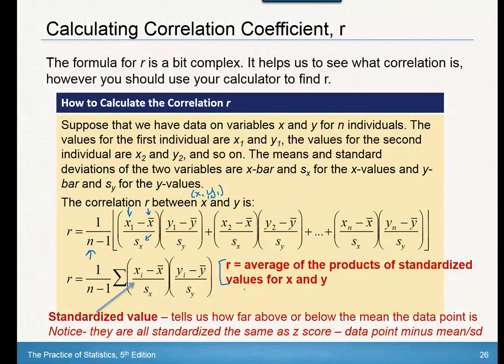So that's a lot of words going on right there. But you don't have to worry about that. Just get it from your graphing calculator. Now it's standardized. So basically what that's telling us is how far above or below the mean a data point is. So if we're taking our data point that we collected minus the mean, we're saying, hey, how far away from the mean is that data point? And then we're dividing by the standard deviation. So notice basically these are all z-scores. So this is like your z-score for x times your z-score for y. And then we're doing that over and over and over again.